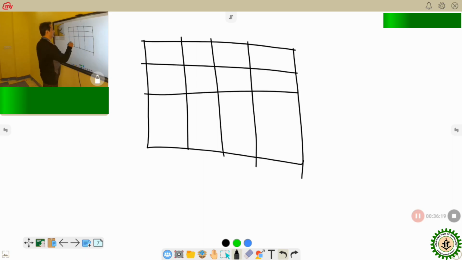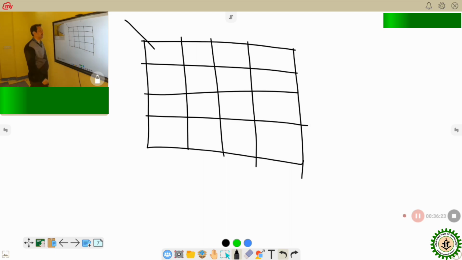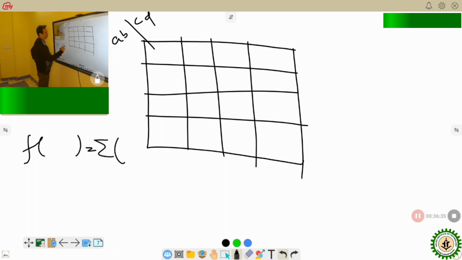How many cells will there be? A 4-variable K-map will have 16 cells. This is A, B, and C and D. Now, for example, suppose a Boolean function of this.